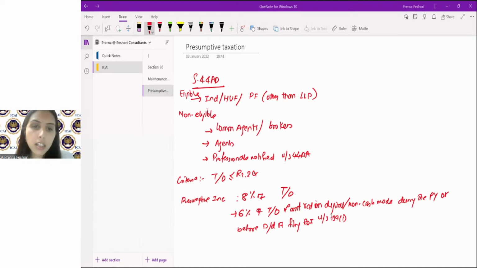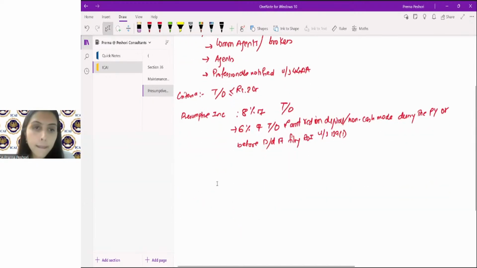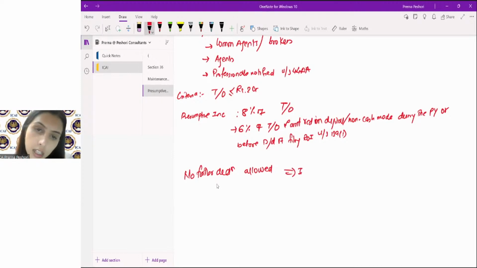Then no further deduction is allowed over here. No further deduction is allowed, including remuneration or interest to partners, even that is not allowed as a deduction. Are we clear? Maintenance of books of accounts and audit.